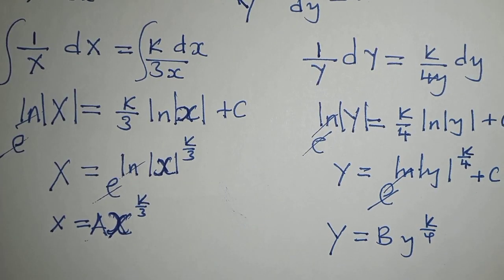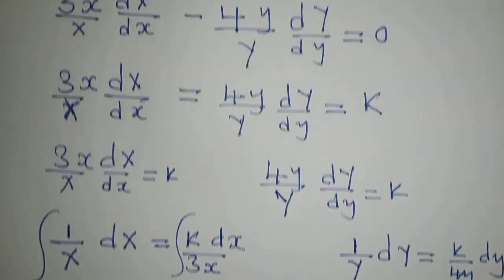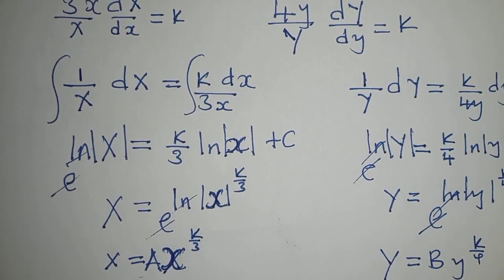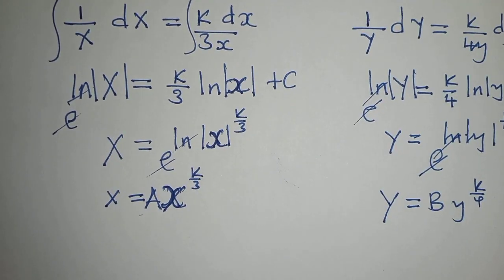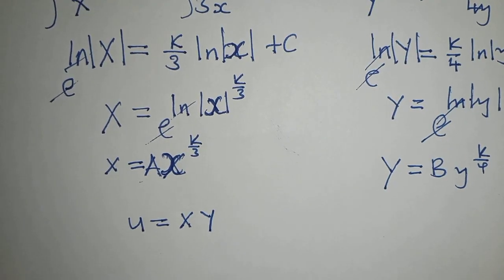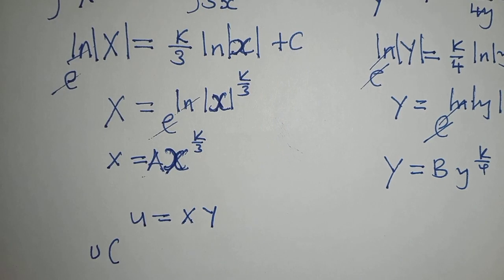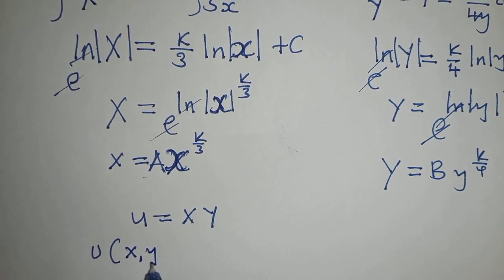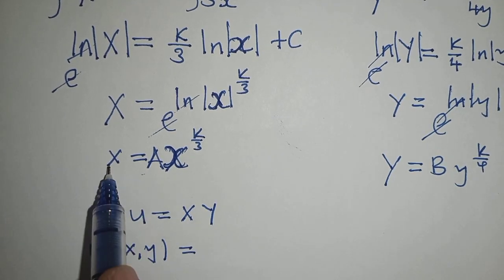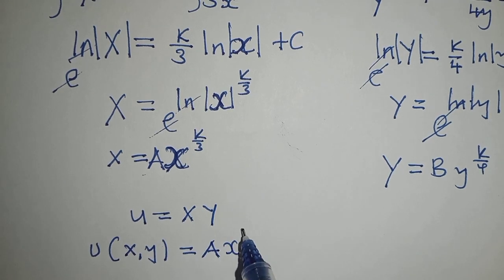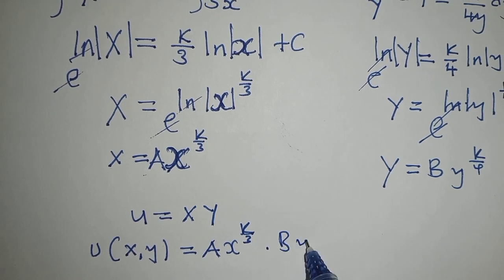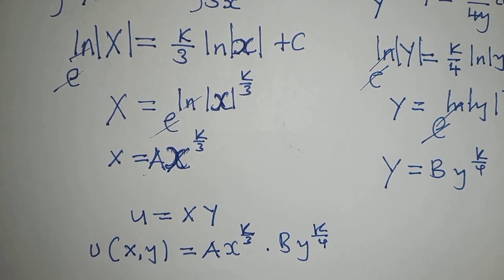Okay, so now we're almost concluding. We get now to this point here. It's like this. We have u, okay, u is equal to x y. So we shall say u open bracket x comma y will be equal to, we have this, the x. What is our x here? It's a x power k over 3, multiplied by, what is our y? It's b y power k over 4, like that.